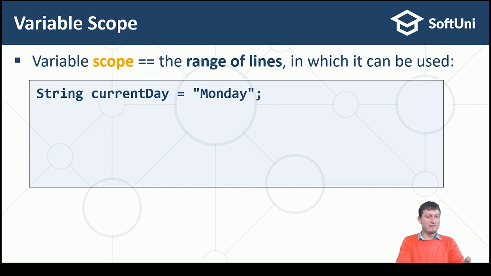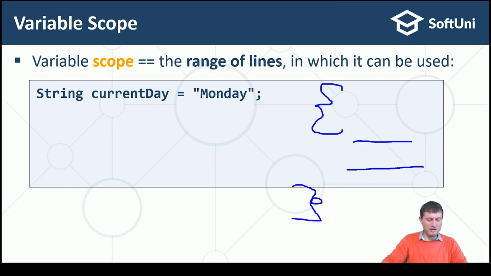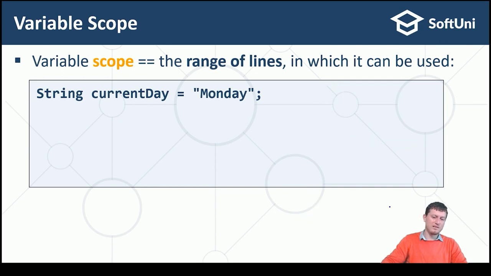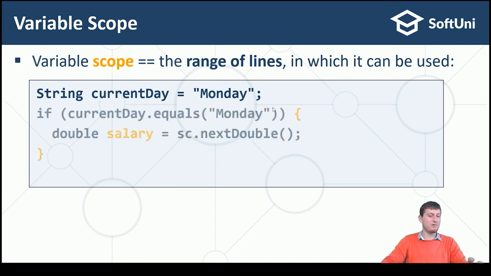In Java, variable scope defines the range of lines in which the variable can be used. And the variable scope is very simply defined. It starts from the opening curly bracket and ends with its corresponding closing curly bracket. It's very simple. See this example.